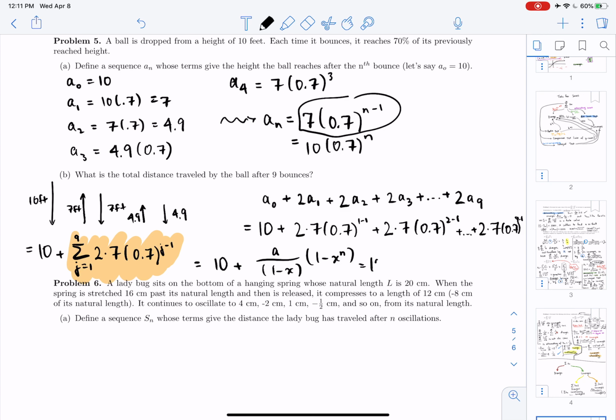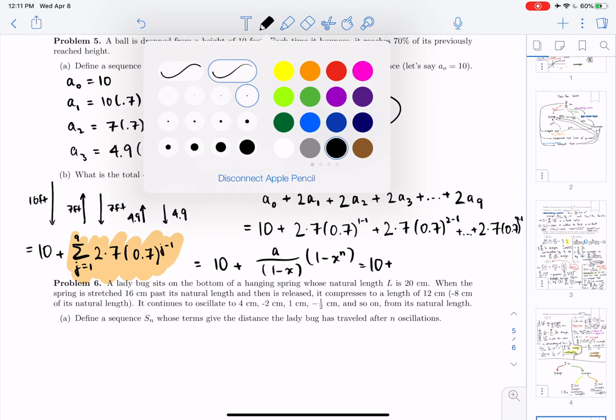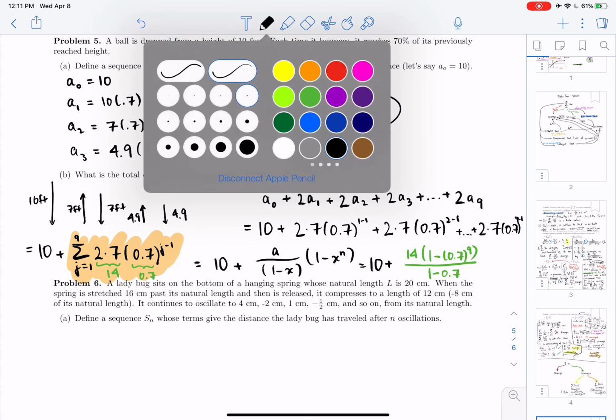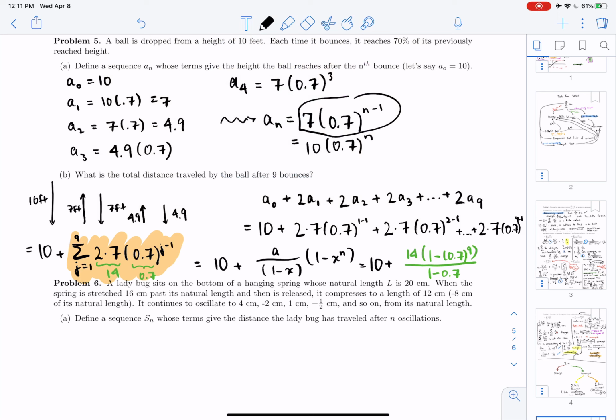Okay, so we've got 10 plus our a value. Here it is. What's our x value? Here it is. So we've got 10 plus 14 times 1 minus 0.7 to the n, where n is 9, all over 1 minus 0.7. So that's the sum formula for a finite geometric series. And I think when you reduce everything, you get that this is approximately, actually I have equals, maybe it actually reduces perfectly to this, 46.198 feet.